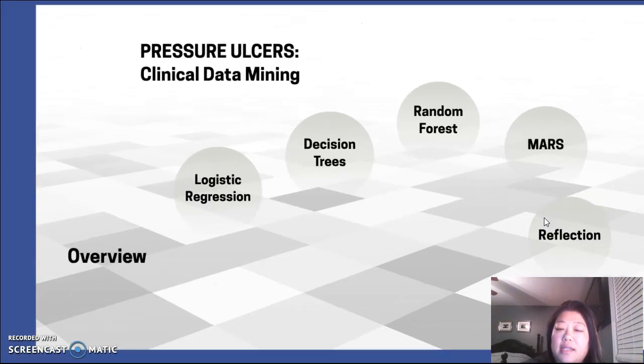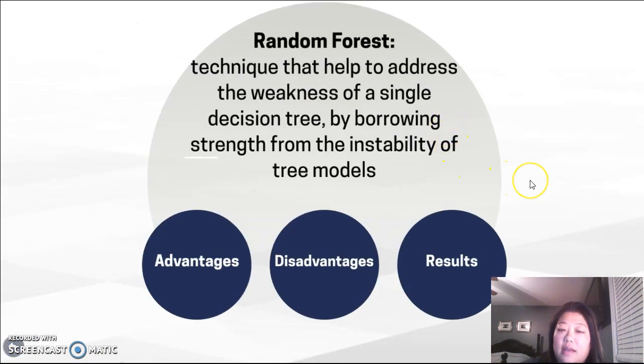The third data mining technique used was random forest. This method helps us address the weakness of a single decision tree by borrowing strength from the instability of tree models. Trees are unstable in the sense that predictions from each single tree tend to have a small bias but a large variance. As a model ensemble method, random forests reduce variance by averaging the predicted values from a number of tree models. The main idea is a model ensemble: build up a large number of tree models, and then combine the predictive power from all tree models.